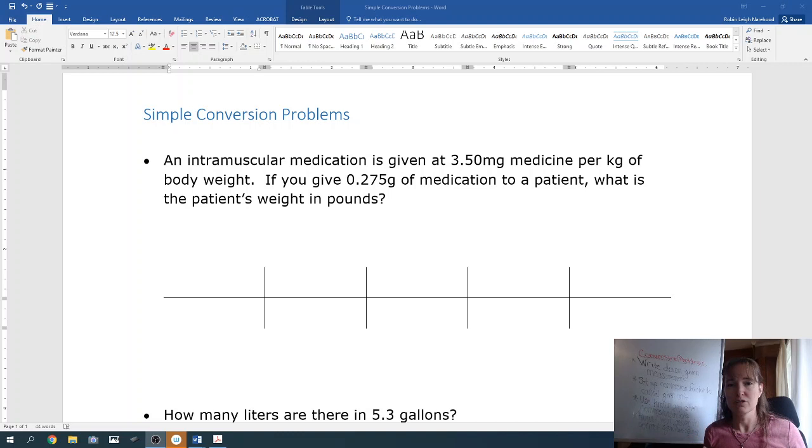Whenever you do a conversion problem, that's the main goal. You have this measurement and you're just trying to express it in a different measurement unit. You don't want to change the value of that measurement. It still needs to mean the same thing, just in a different unit.